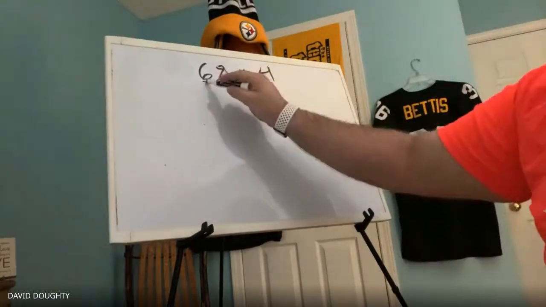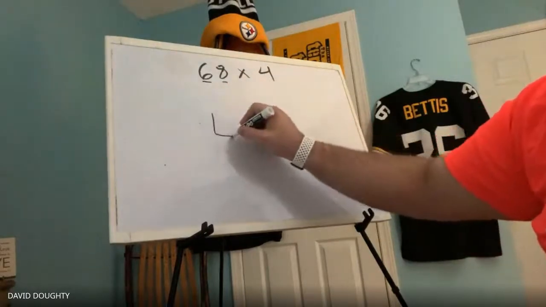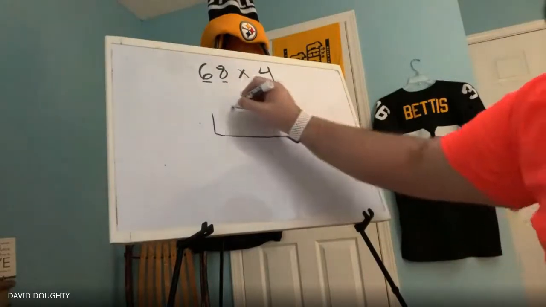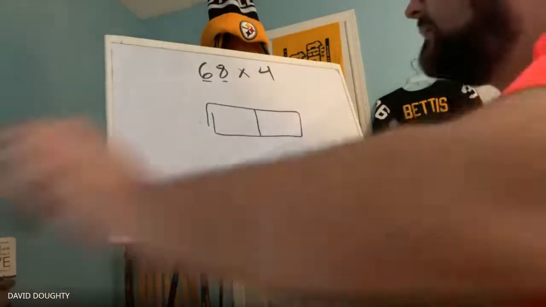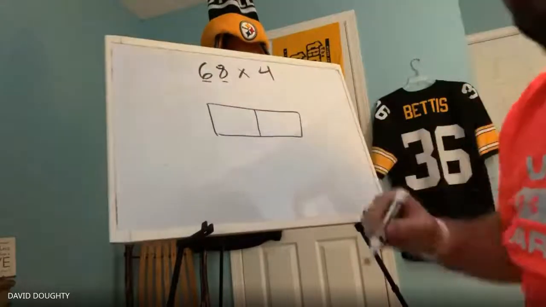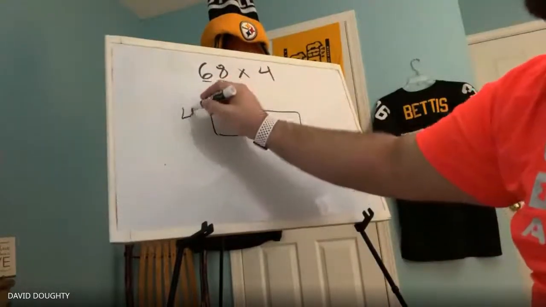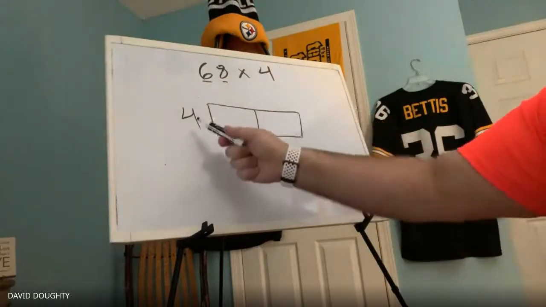So I know that I'm going to need 2 boxes. So I'm just going to go ahead and make my rectangle here. Just watch me do this. Fix that a little bit. Okay. So I know 4 is going to come over here, because that's the 1-digit number. So 4 is going to be on the side here.